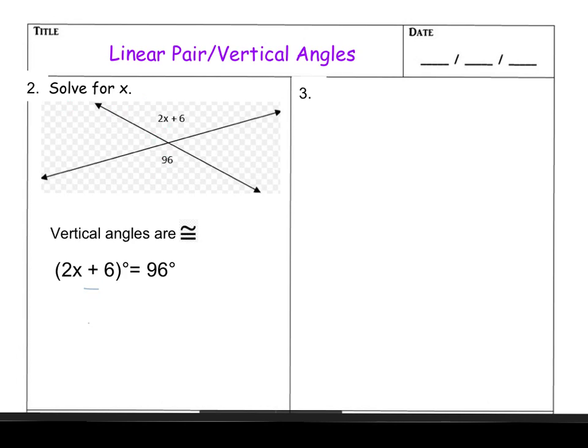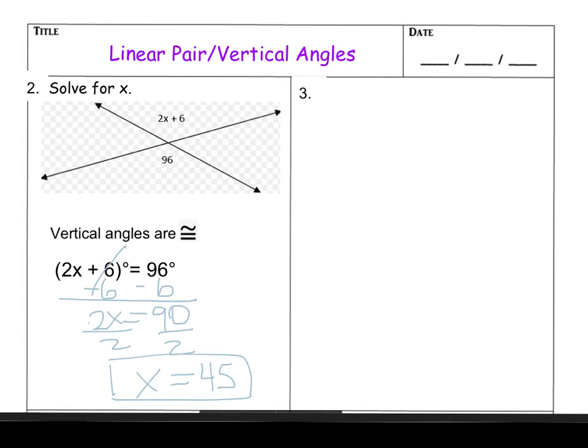My first step, I'm going to subtract 6 from both sides, and we're doing this because of the equality. So this cancels. Bring down what I have. I have 2x is equal to 90. My next step, I'm going to divide by 2. And in this case, I have x is equal to 45. Let's box that. Go ahead and pause and take down the notes, please.